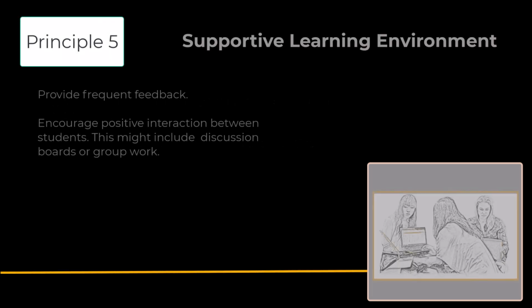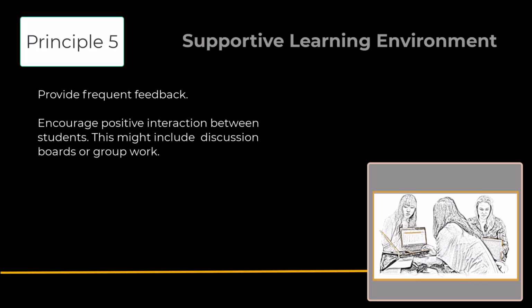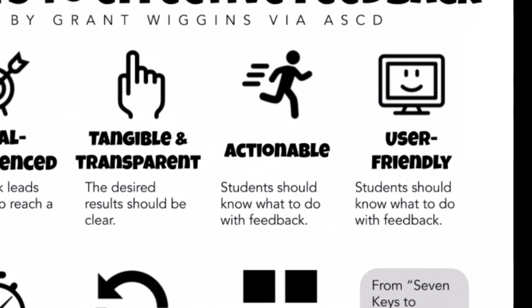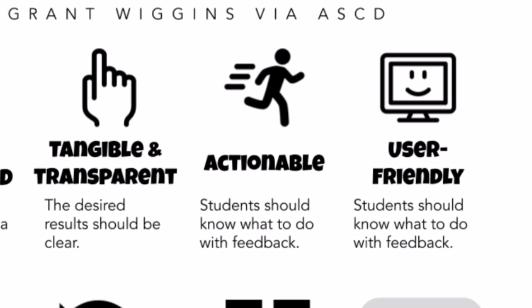The 5th principle asks that instructors create a supportive learning environment with positive interactions between the students and between the instructor and the students. This is a guide to effective feedback created by Grant Wiggins, who along with Jay McTighe created the theory of backward design. What might be the most important of Wiggins' advice is that feedback be actionable so that students can grow and learn from it.